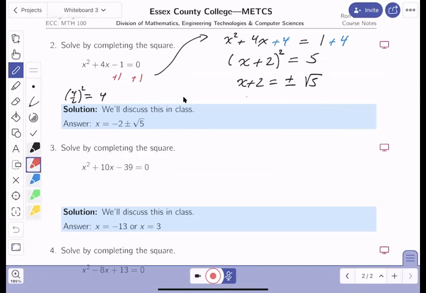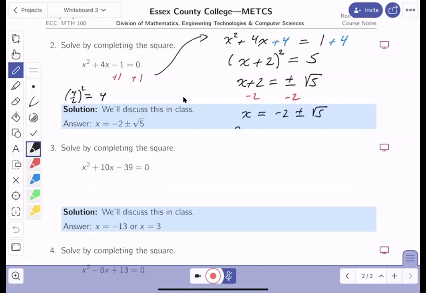What am I going to do now? Subtract 2 from both sides. And what do you get? You get something pretty simple. You get x equals minus 2 plus or minus root 5. Now, what's interesting about the root 5, I can't write that down as anything else but the root 5. You could approximate it, but we're not interested.